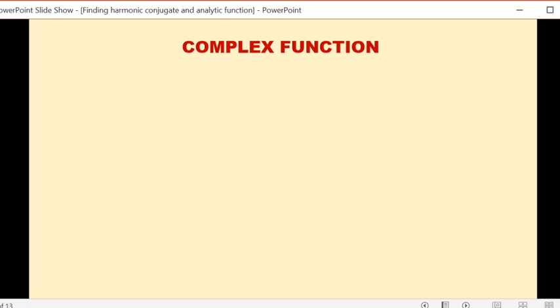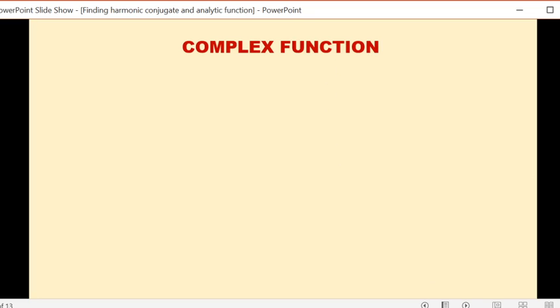Type 1 problem was where we were given a function f of z, and we were asked to show that the function is analytic. And type 2 problem was where we were given a function, we were told that the function is analytic, and we had to find out the values of certain unknown constants a, b, c, d, l, m, p, k present in the function. So these are the first two types of problems that we have seen.